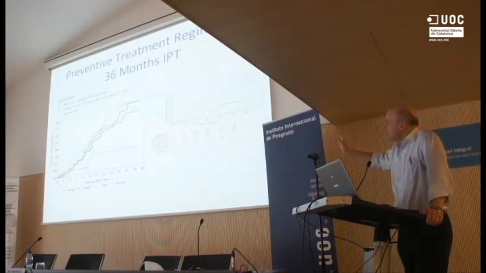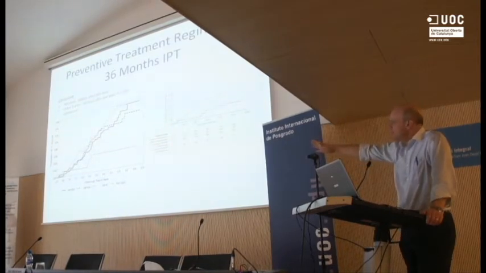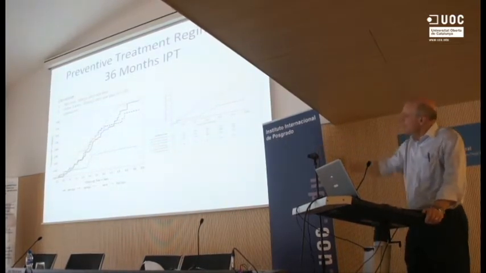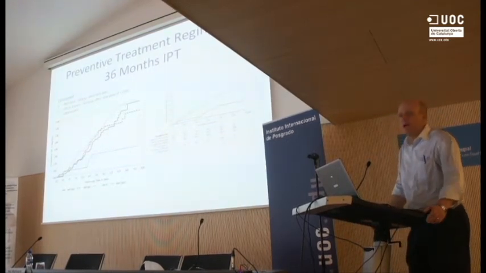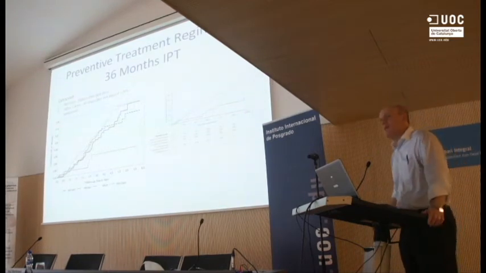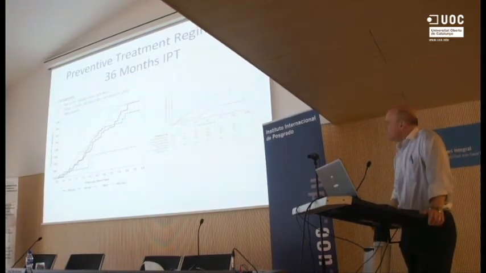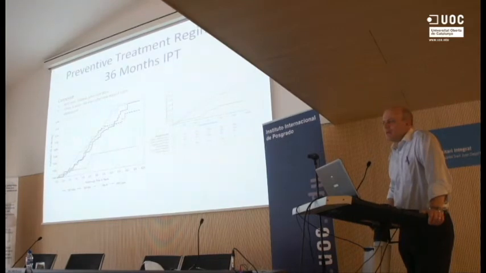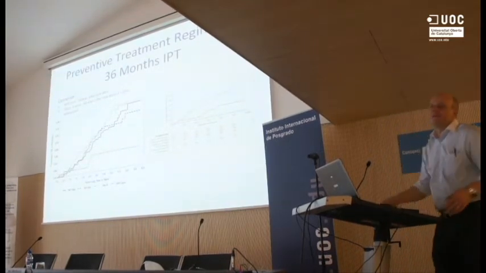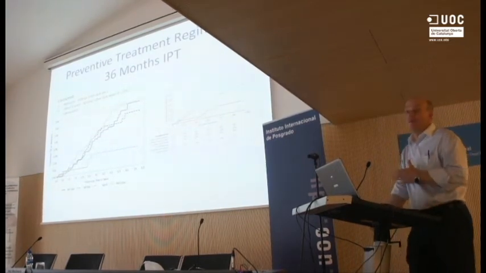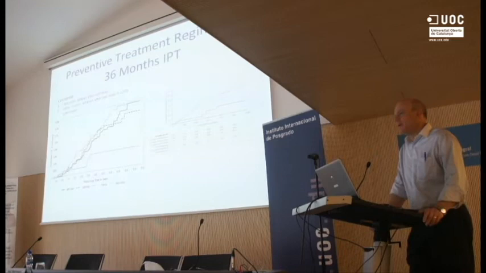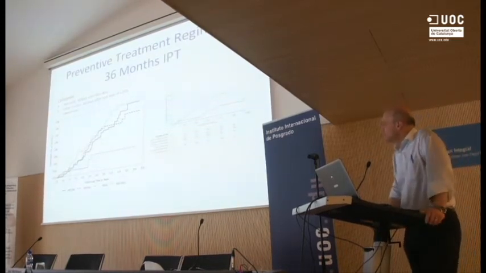Similarly, the graph on the left-hand side shows a randomized trial that we did in Soweto, where people were randomized to receive either long-term isoniazid preventive treatment or the shorter arms, and the solid graph remaining below is the INH continuous. So it seems that giving people INH continuously is probably a good thing, particularly for HIV-infected individuals. Whether it's a good or a bad thing for other people is not known.